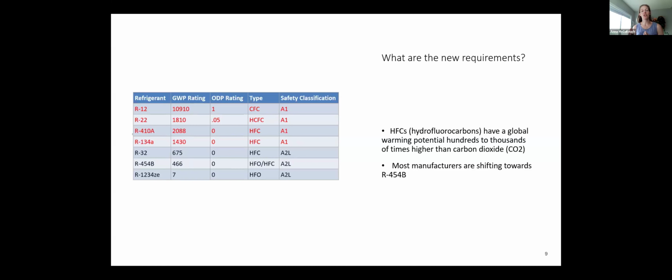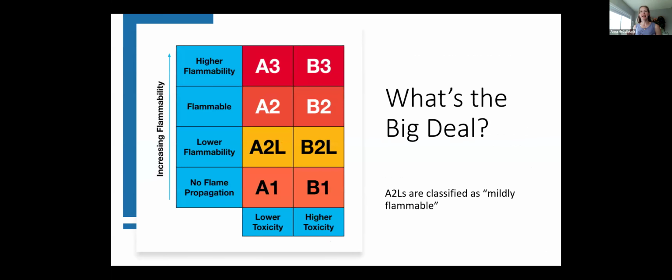And so some manufacturers feel a little bit concerned that the maximum GWP rating will be dropped again soon, and they will no longer be able to use the R32. So they are blending R32 with R1234ZE to create R454B. It has a lower GWP rating of 466, so well below the current or the upcoming requirement. But all three of these refrigerants are classified as A2L. So what is an A2L?